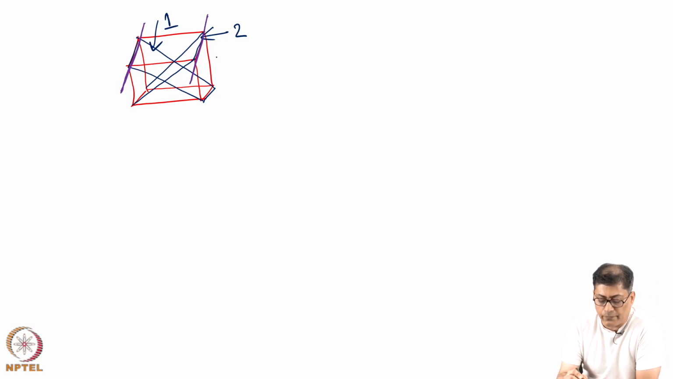Why? Because by definition the strike of a plane, for example in this case plane 1, is an imaginary line of intersection between the given plane and a horizontal plane. This is here that horizontal plane.